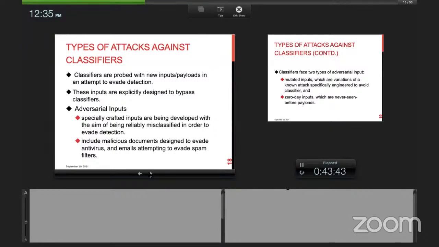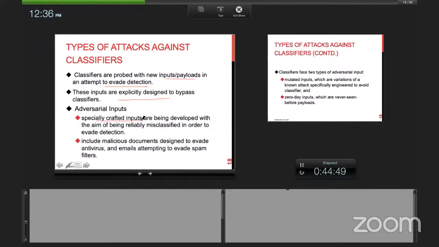Classifiers are probed with new inputs or payloads in an attempt to evade detection. So these inputs are explicitly designed to bypass the classifiers. That means if you want to attack some classification model, what you need to do is put in new inputs or payloads to evade detection. So that input will be formatted in such a manner, or the syntax or the attributes will be such, that they will actually bypass the classifier. So these are adversarial inputs, because you don't want them to be designated as representative and trustworthy input.